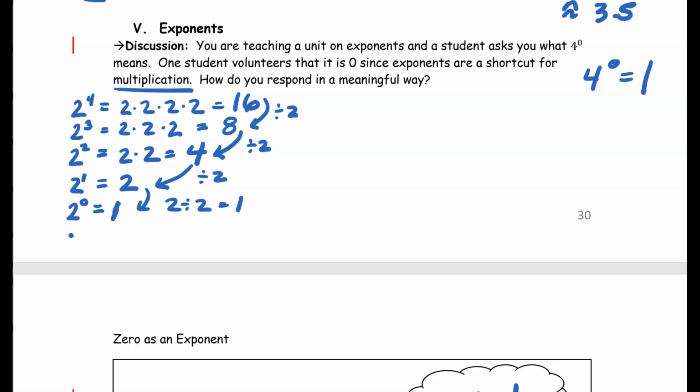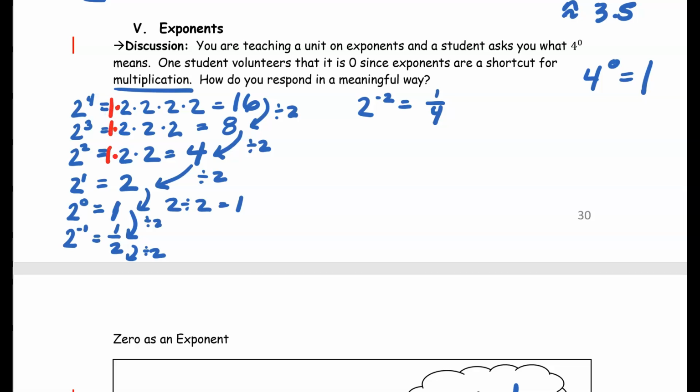And then if you're familiar with negative exponents, those are really weird. 2 to the negative 1 is just 1/2. And the nice thing about this is the pattern continues. So 1 divided by 2 is 1/2. 2 to the negative 2 power, you divide 1/2 in half, and then that equals 1/4, and the pattern just continues.